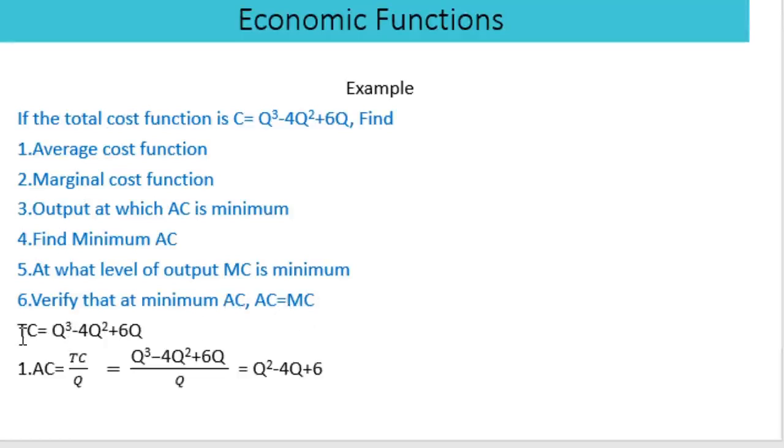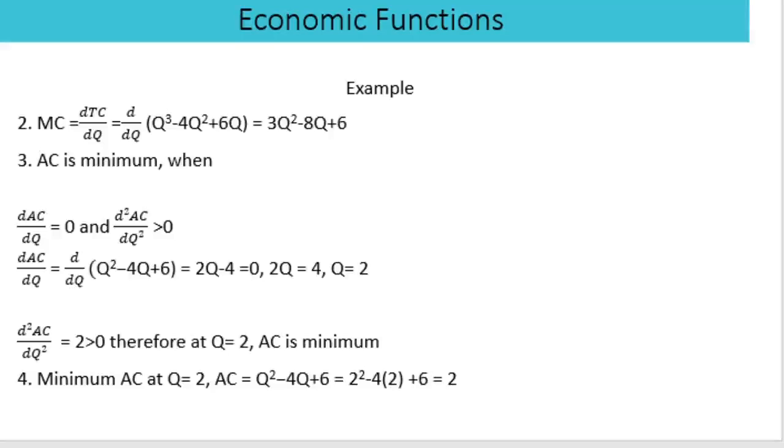Therefore, the first one is given TC equal to q cube minus 4q square plus 6q. Then average cost equals TC by q, that equals q cube minus 4q square plus 6q by q, that equals q square minus 4q plus 6. This is the average cost. Then marginal cost equals d by dq of TC, equals d by dq of q cube minus 4q square plus 6q, that is 3q square minus 8q plus 6.